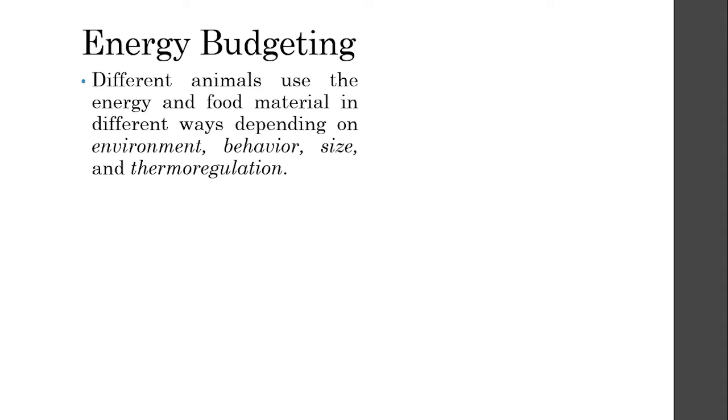Next, depending on the species, we actually budget the energy that we have annually. When we talk about energy budgeting, where does the animal use a certain amount of their total energy within a year, and for what activity? Dependent on what kind of animal you are, your environment, behavior, size, and how you thermoregulate, it will affect how you would budget or where you would allocate your energy.